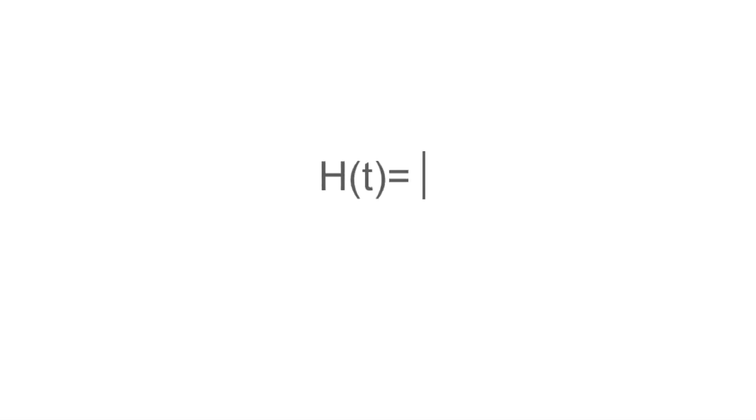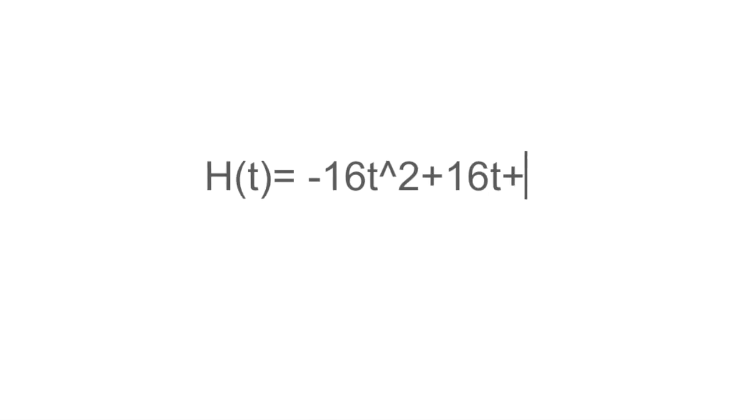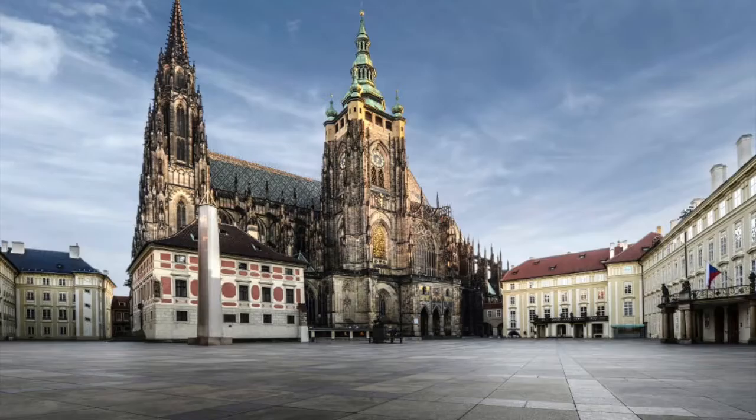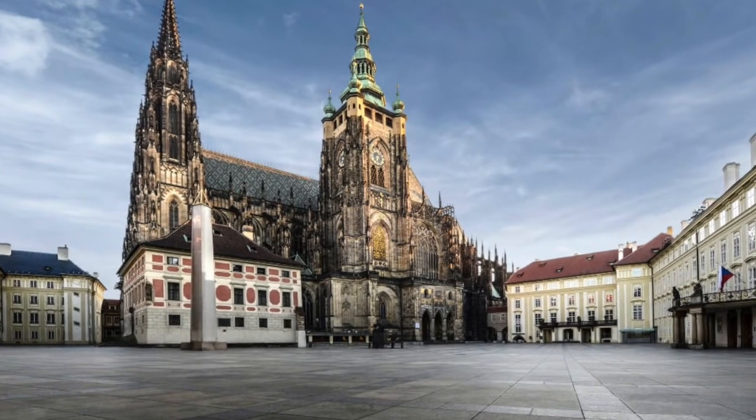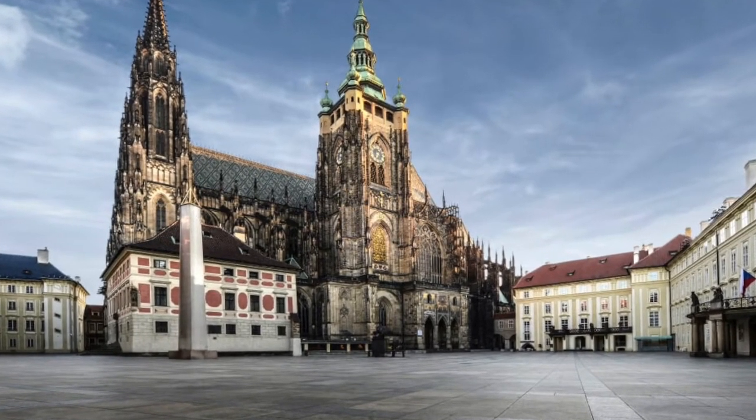Why would anyone ever apply calculus to this situation? I don't know. Don't think about it too hard. Here we go. Our position function is h of t equals negative 16t squared plus 16t plus 64. 64 is our initial height because the height of the Prague castle where they jumped from is 64 feet.